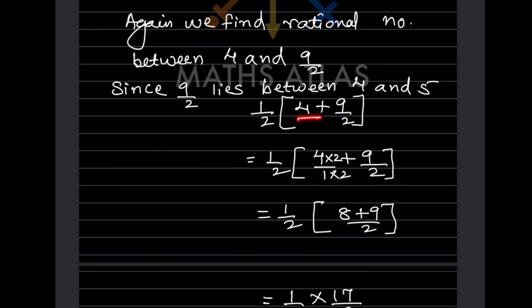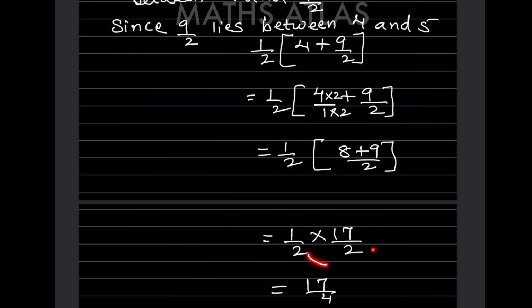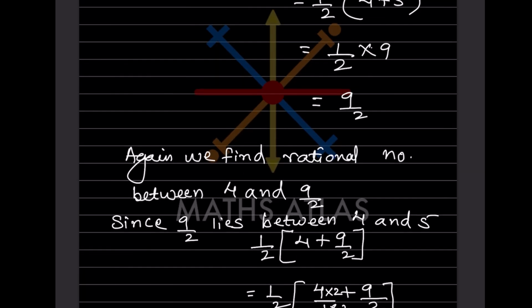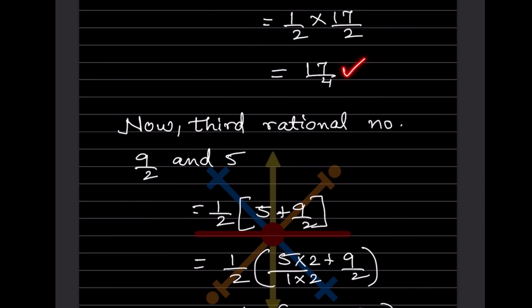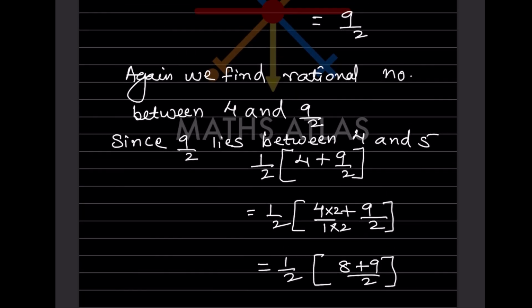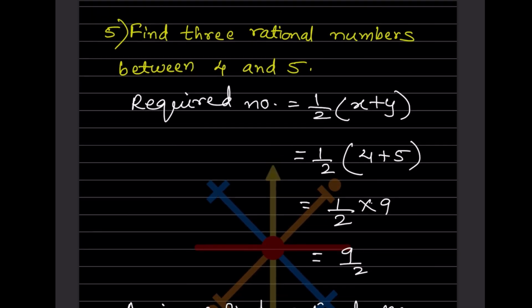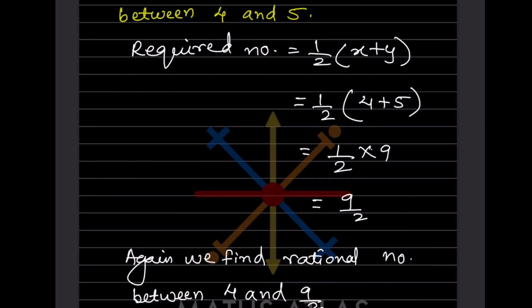So now again the LCM is going to be 2. So that will be 8 plus 9 by 2, that will be 17 by 2, and this is going to be 4. So now you got how many? This one. And now we will find a third rational number. So we'll take whatever we got, 9 by 2 and 5.